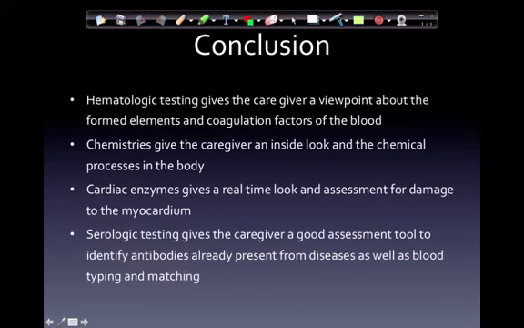Conclusion. Hematological testing gives the caregiver a viewpoint to the formed elements and the coagulation factors of the blood. Chemistry gives the caregivers an inside look at the chemical processes of the body. Cardiac enzymes give a real-time look and assessment for damage to the myocardium. Serological testing gives the caregiver a good assessment tool to identify antibodies already present from disease, as well as blood typing and matching.